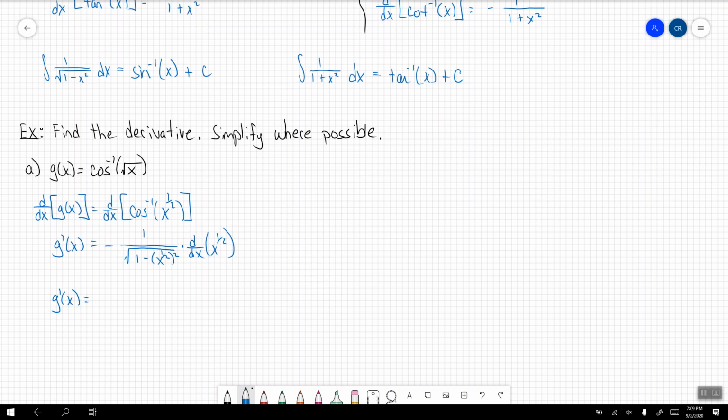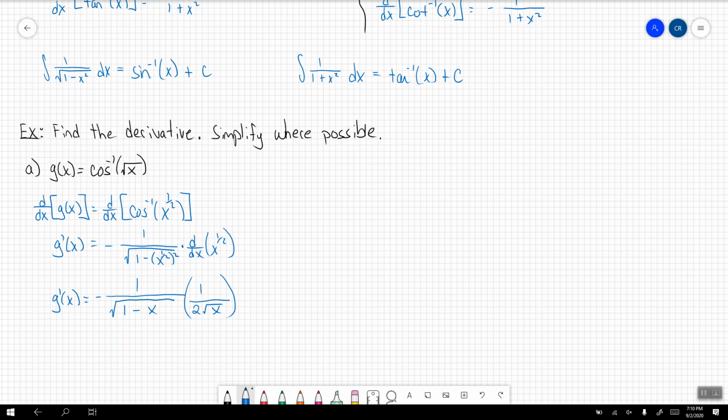So all we got to do is clean this up. The denominator so far is the square root of 1 minus, this is just going to be x, because x to the power of 1/2 to the power of 2 is just x. And here, the derivative of x to the power of 1/2, now that should be a really good review of taking derivatives from Calc 1. So I would definitely challenge you all to try to take that derivative of x to the power of 1/2. And by challenge, I mean pause the video and see if you can do it yourself. If you can't, that's fine. Just so long as you know how to do it for an exam, you'll be good.